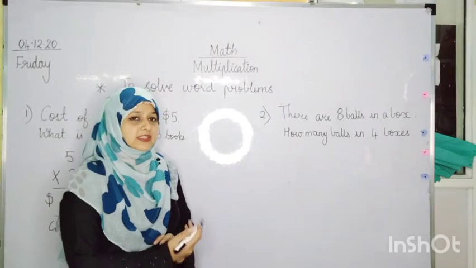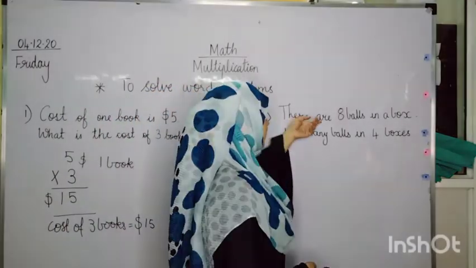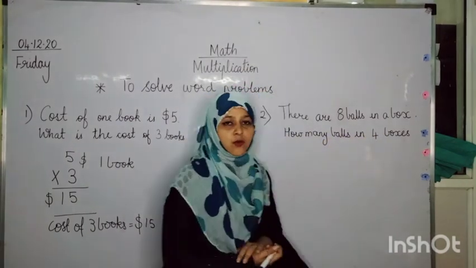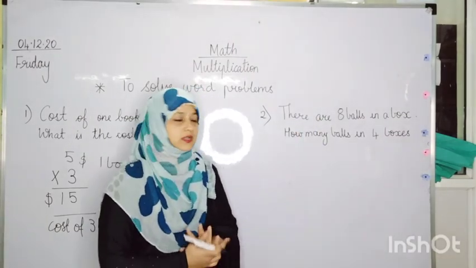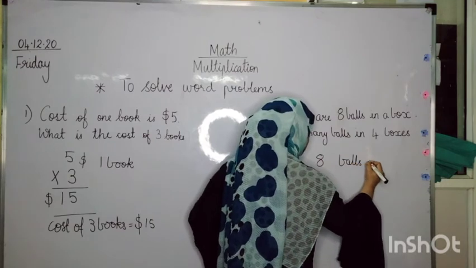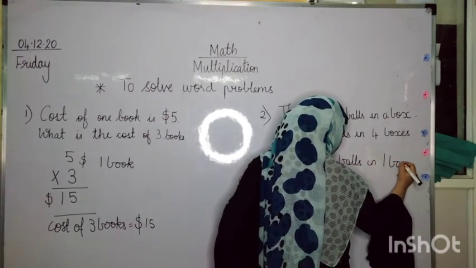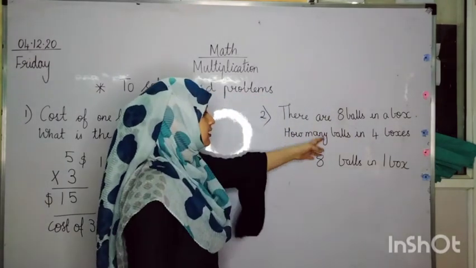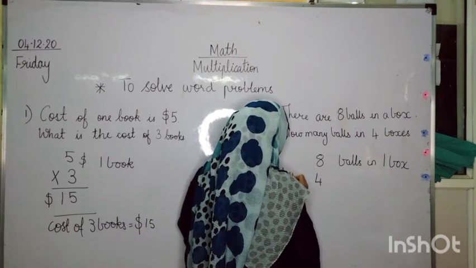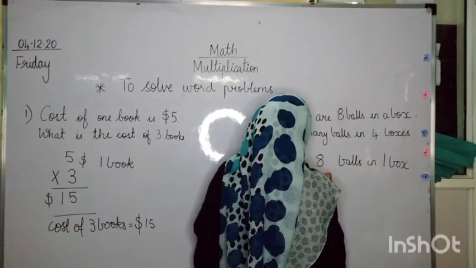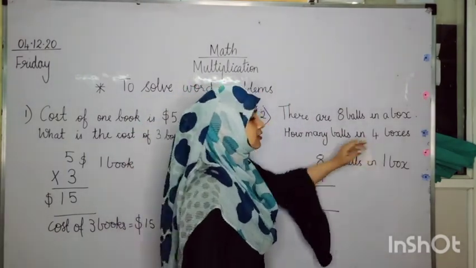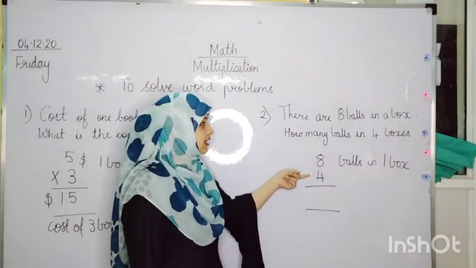Let's move to the second example. Now it says there are 8 balls in a box. How many balls in 4 boxes? The problem says there are 8 balls in a box. So we will write 8 balls in one box. Now we have to find how many balls in 4 boxes. So I have written 8 and then I wrote 4.